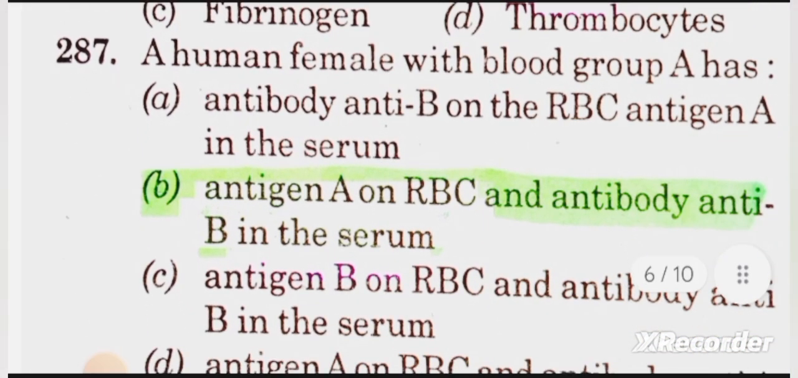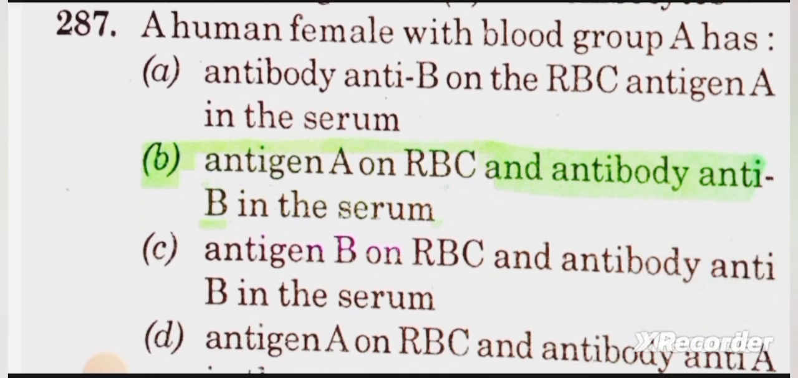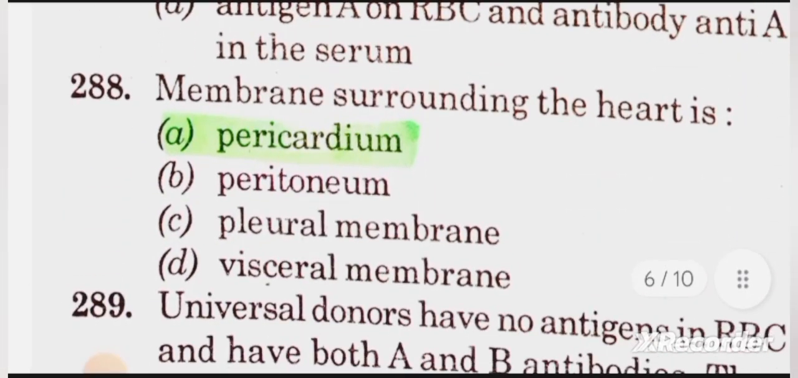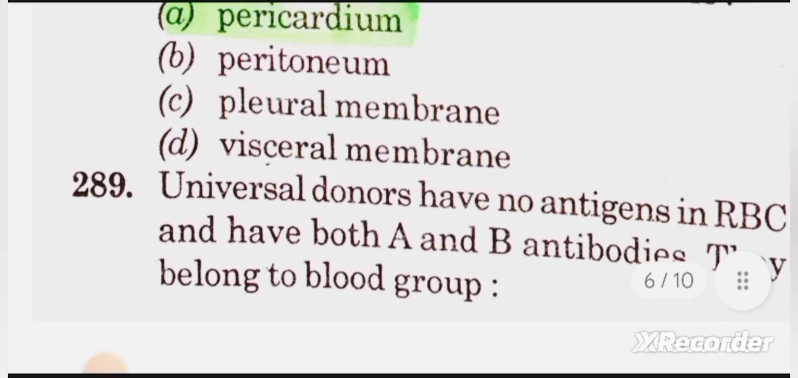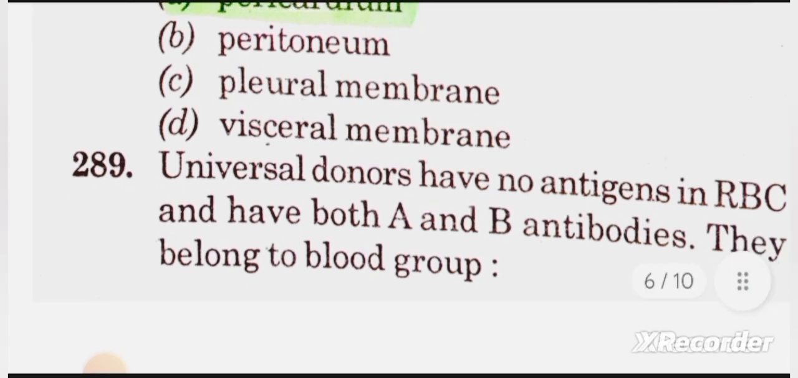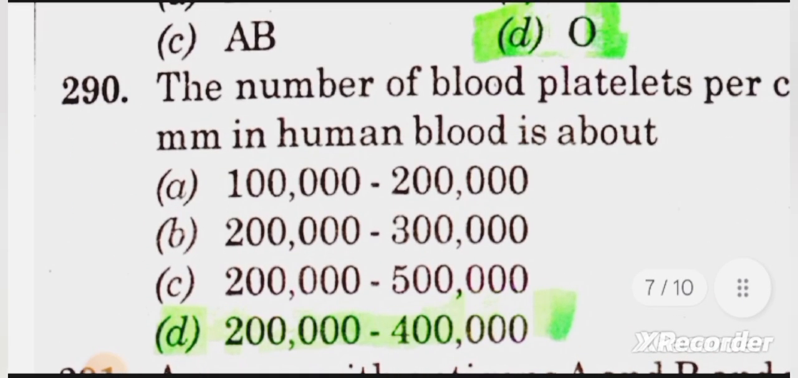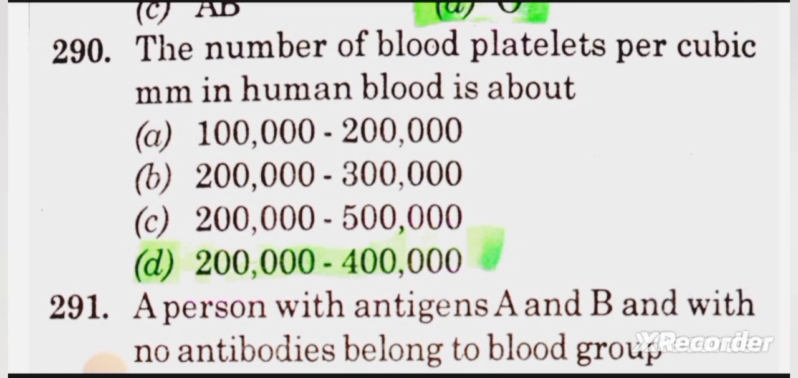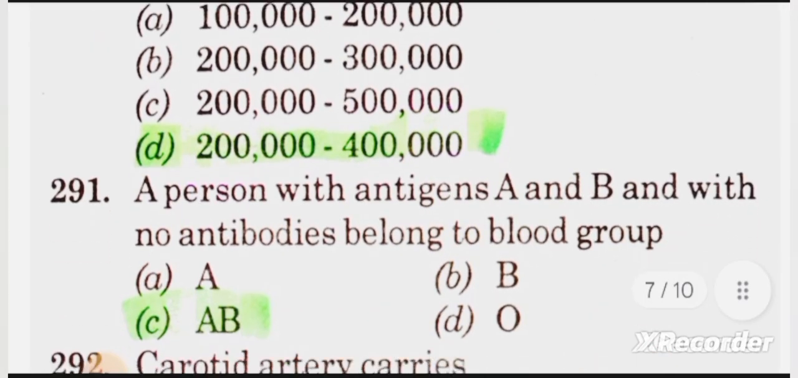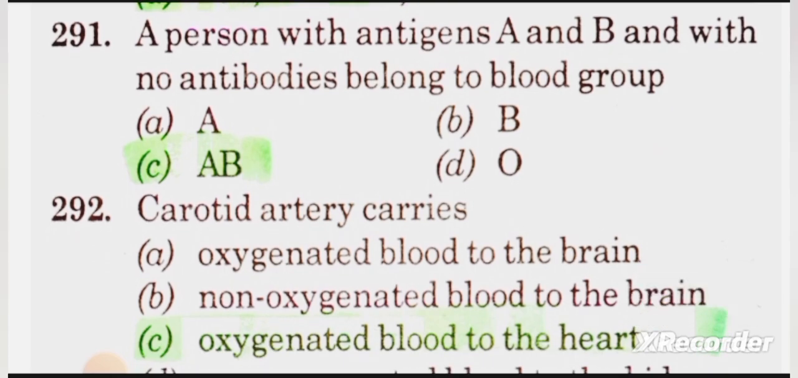Next, 287. A human female with blood group A has answer B, antigen A on RBC and antibody anti-B in the serum. Next, 288. Membrane surrounding the heart is answer A, pericardium. Next, 289. Universal donors have no antigens in RBC and have both A and B antibodies. They belong to blood group answer D, O blood group. Next, 290. The number of blood platelets per cubic mm in human blood is about 2 lakh to 4 lakh. Next, 291. A person with antigens A and B and with no antibodies belong to blood group answer C, AB blood group.